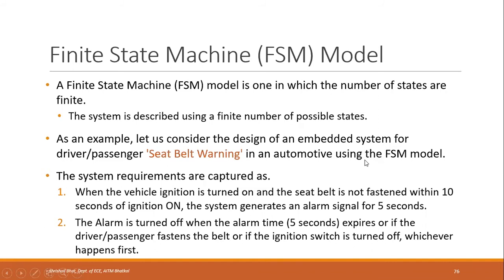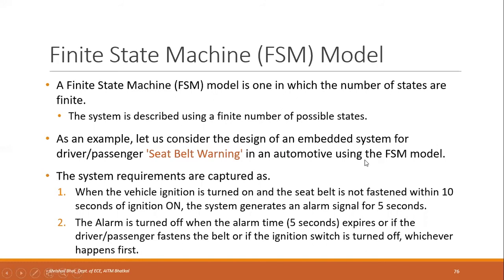Now, once the alarm is turned on, when should it go off? It can go off under different conditions. One is when the alarm expires, that is, after 5 seconds the alarm will stop and again check whether the driver has put on the seat belt. If not, it will wait for 10 seconds, start the alarm again, run for 5 seconds and stop again. If the driver puts on the seat belt within the 5 seconds, then the alarm should stop before 5 seconds.